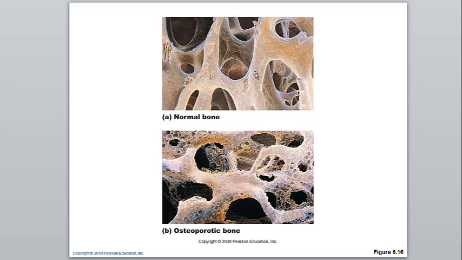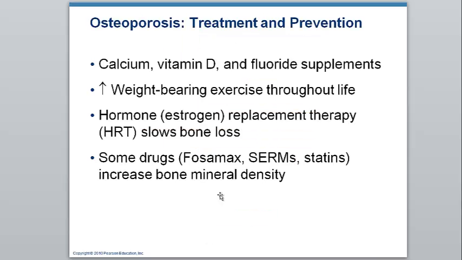So you can see the actual bone trabeculae. You can see how the bone matrix should be. And here is the osteoporotic bone. So this is brittle bone. You can easily crack it open, shatter it. Okay.